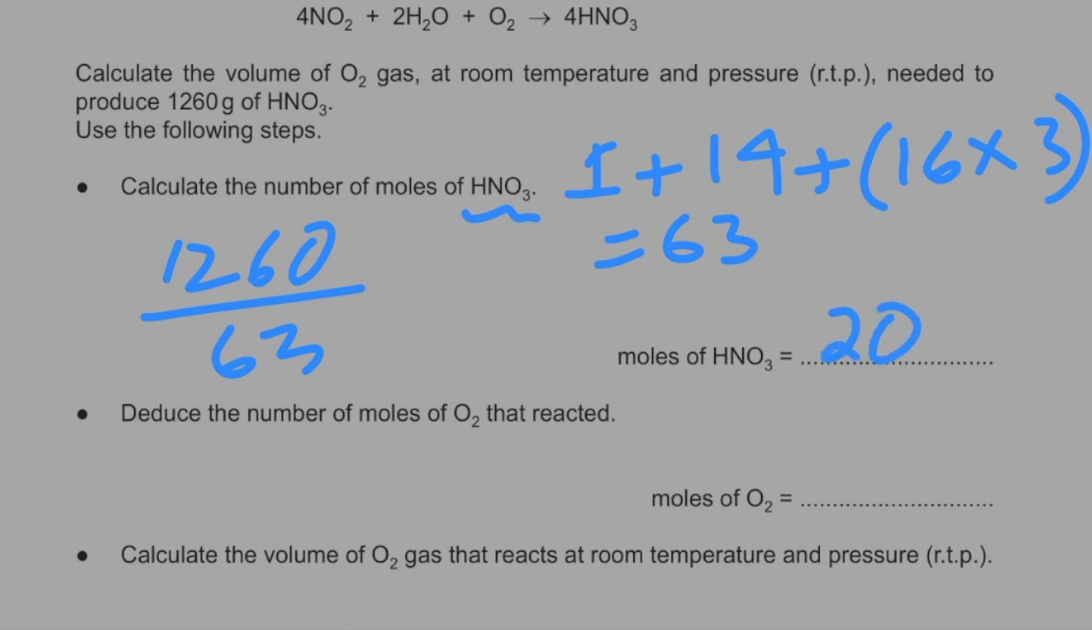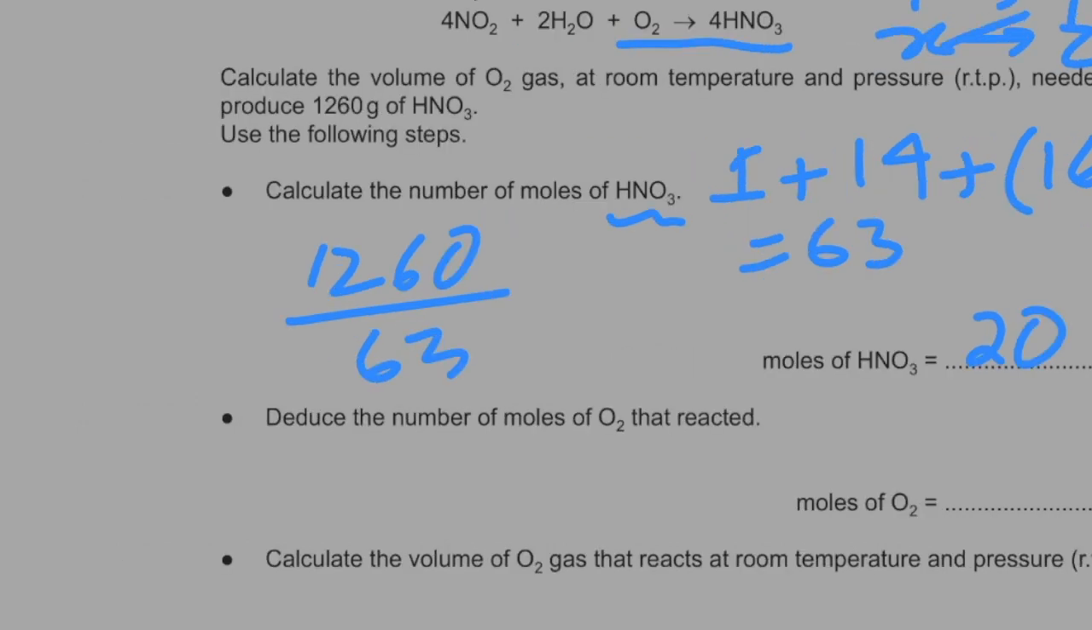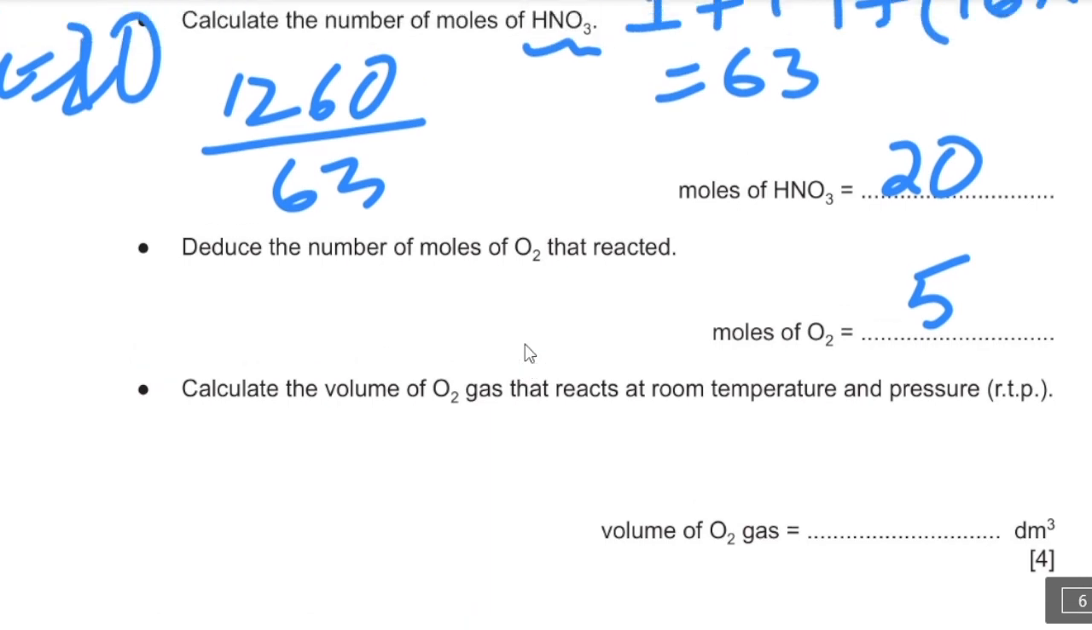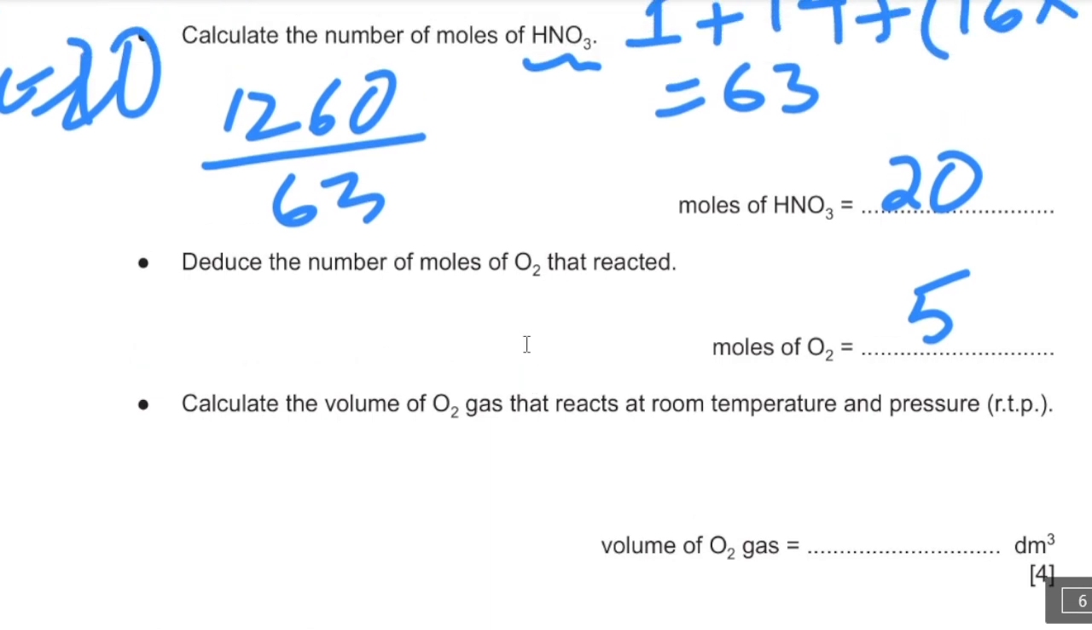Now we need to deduce the number of moles of oxygen that reacted. So here we have the set ratio in the equation. So that means 1 mole of oxygen gives 4 moles of nitric acid. How many moles of oxygen give you 20 moles of nitric acid? So here you simply cross multiply, and that would be 4x is equal to 20. You divide 20 with 4, and so the answer of x, that is the number of moles of oxygen, is 5.